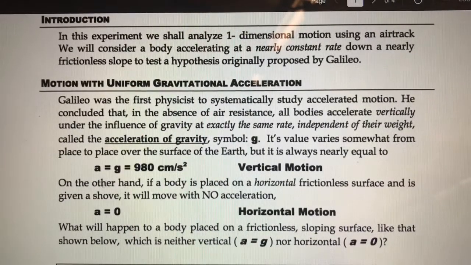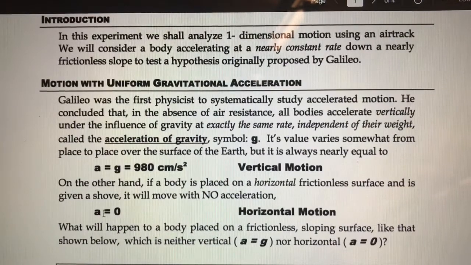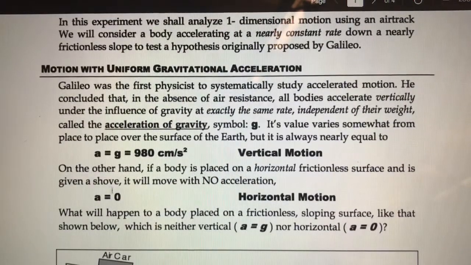Another extreme case is if you have a body on a frictionless surface. It can have some velocity, but if nothing is pushing on it, then the acceleration will be zero. And so that's this horizontal motion equation here with a equals 0.